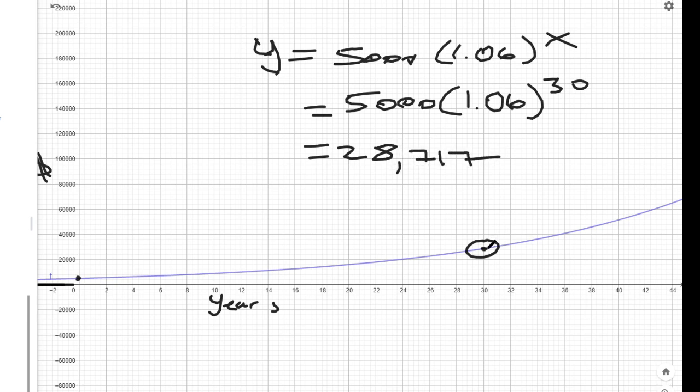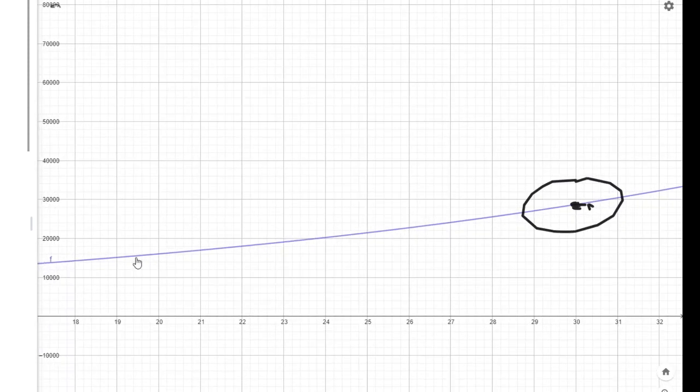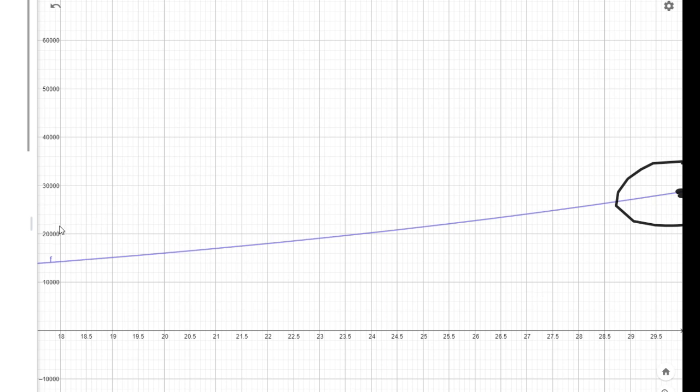So pretty close to 25,000. So we can guess it's about 31 or 32. And later on in the chapter, I will show you exactly how you can solve for the number of years it would take to make this 25,000. Okay, but for now it's only an approximation. You can graph this. You can also zoom in. If I zoom in better, you know, 25,000 is, well, this is 21, 22, so 25 is in the middle right there.